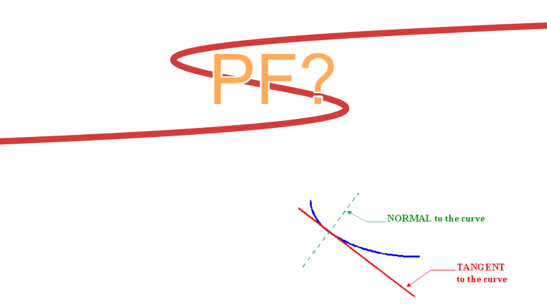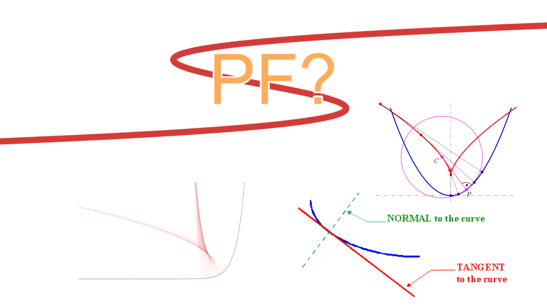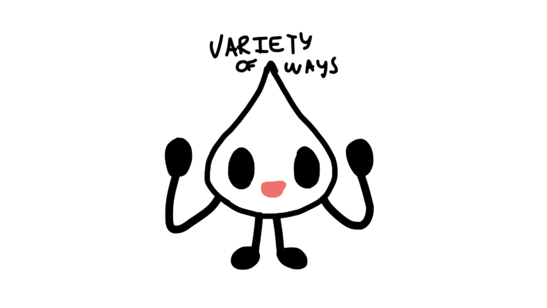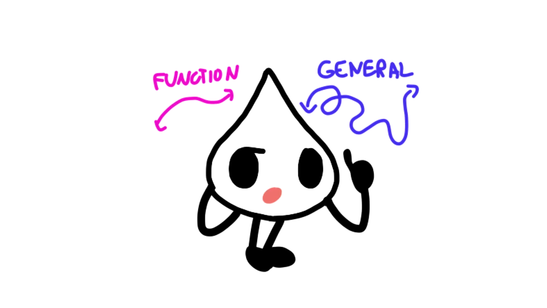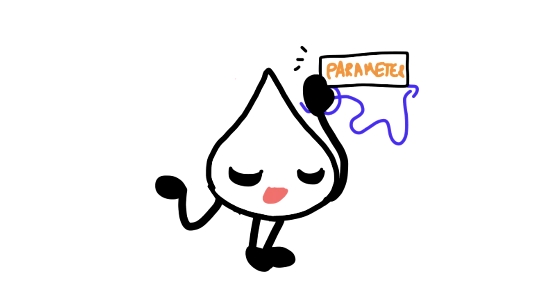And how will normal lines, normal maps, and cone graphs behave or function upon finding the PF of a more general curve? Well, there are a variety of ways to draw and express a more general curve than a function, and one of those ways is expressing a curve through a parameter.